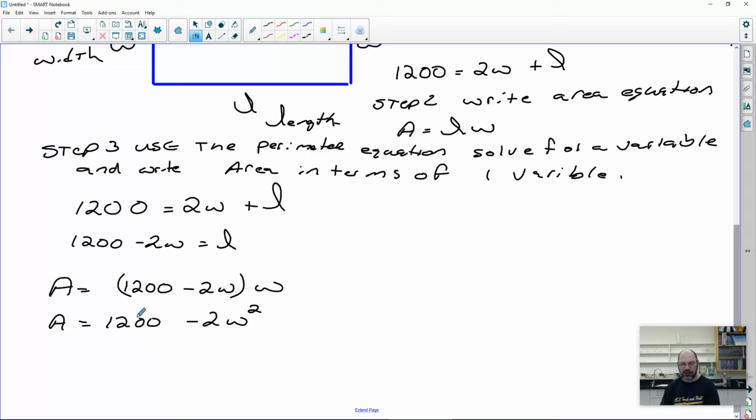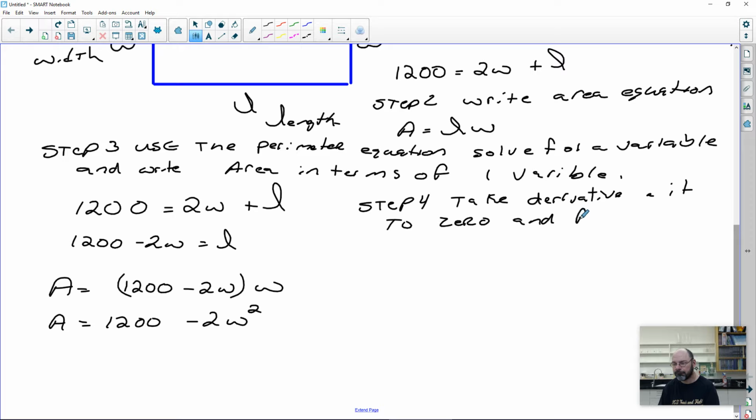So now we're going to take the derivative to find the critical point where you're going to have a maximum or minimum. Okay, so step 4 is take the derivative and solve for the variable. Take the derivative, okay, and set it equal to 0 to get that critical point, and solve for the variable. Okay, so that's a critical point that we're going to do.